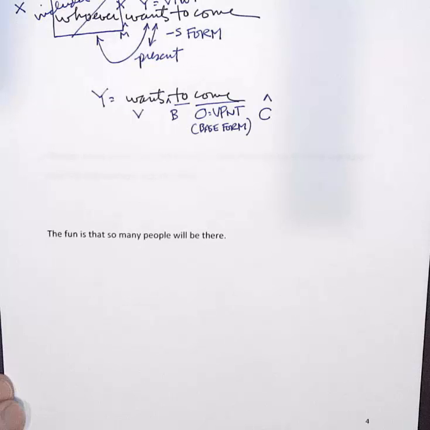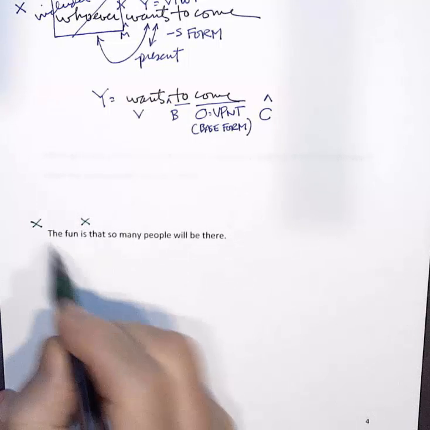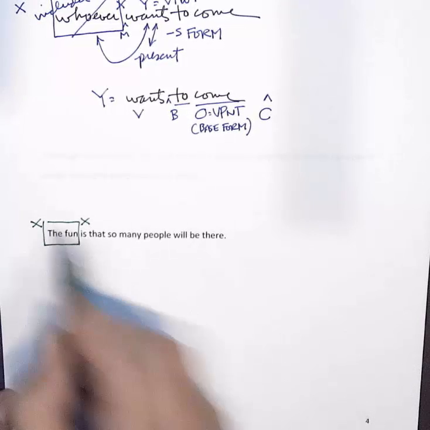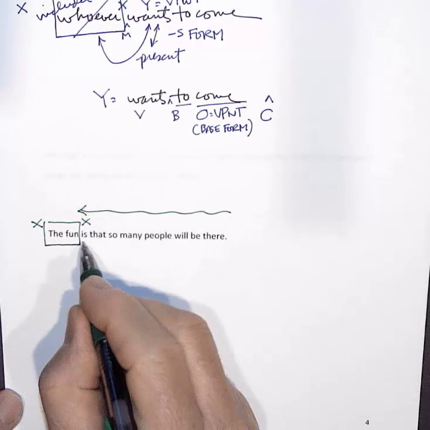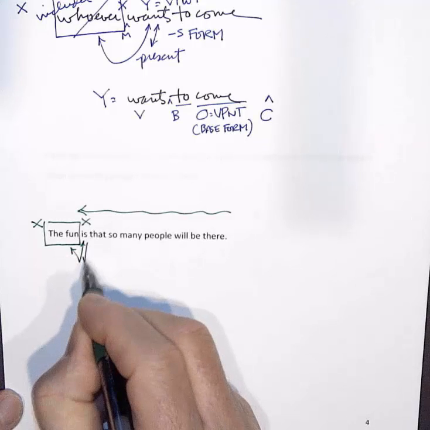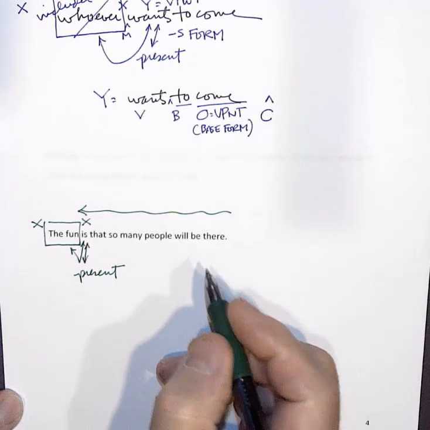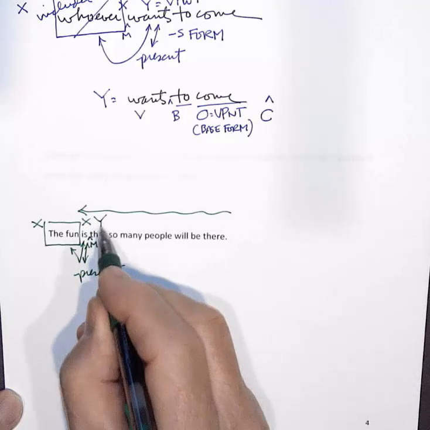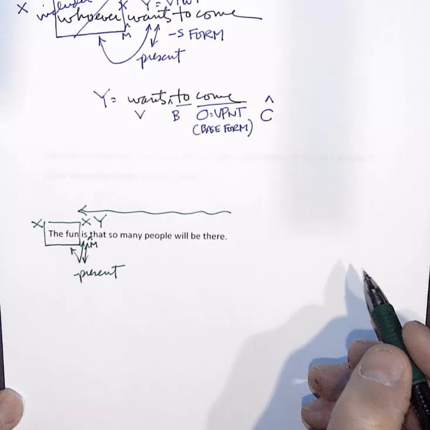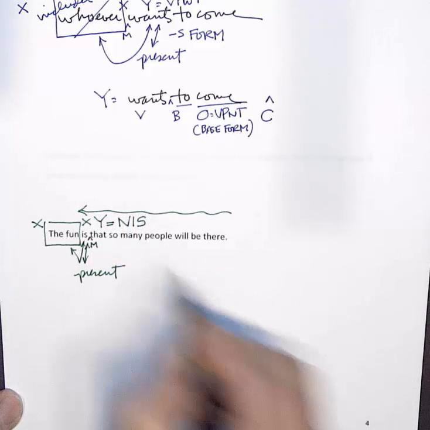The fun is that so many people will be there. I don't see any shifters. Is the fun? Here's my subject, predicate. Is ties with the fun, is ties with the present. There's no more ties, there's no verb. The M place is here after is, and that so many people will be there is why. This looks like a nominal included sentence.